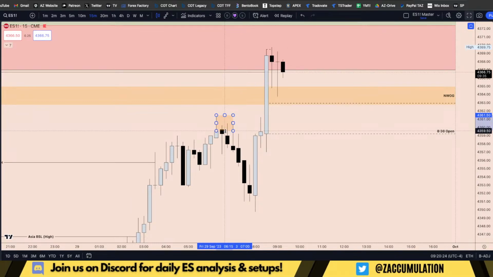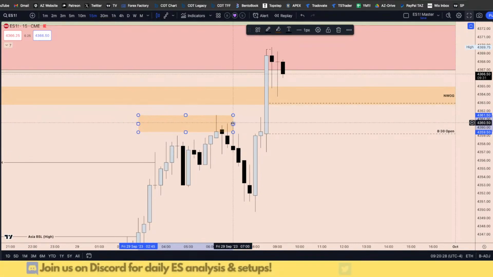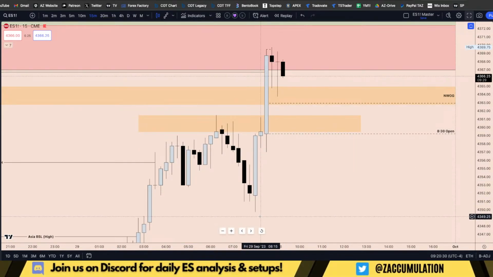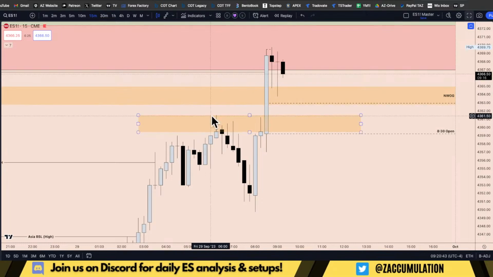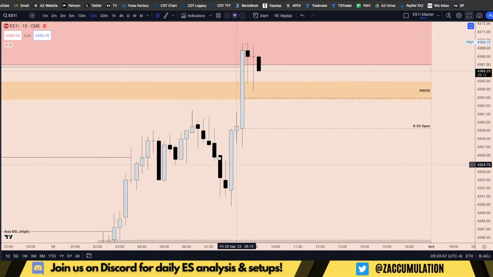Let's only use the wicks in this example. Now let's use that entire wick. This would have been our resistance area. And if we see price get back into that, we would have expected price to continue lower. But because we pushed through it with momentum, we now expect support from this area, because old resistance has been turned into support. And this is the idea behind a breaker block as well.